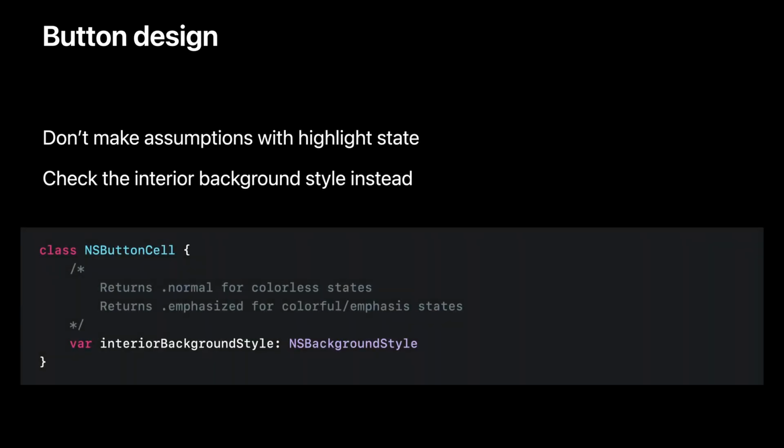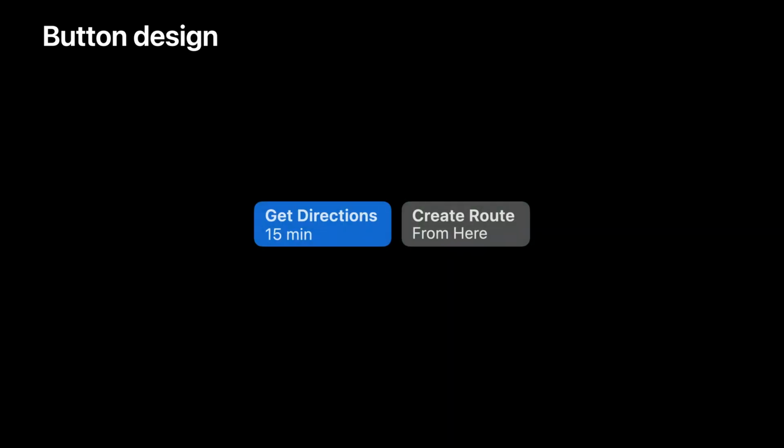Instead of checking for the highlight state, you can drive your drawing decisions using the interior background style property. This property reflects the underlying style of the button bezel, so it'll always return normal for colorless states, and it'll return emphasized for those colorful emphasis states, like tinted buttons, default buttons, and buttons that are toggled into an on state. Finally, we've updated the flexible push style of button, previously known as regular square, to serve as a variable height push button. It now supports all of the same configurations as an ordinary push button, which means that it can serve as the default button, and you can tint it.